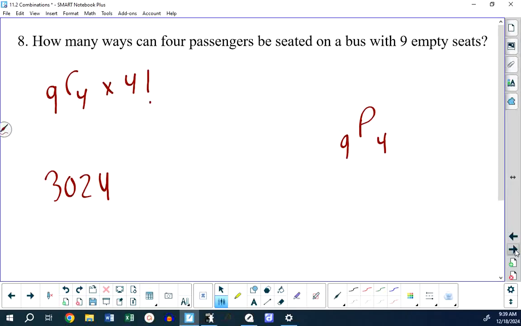So take your calculator and go 9 choose 4 times 4 factorial. You'll get 3024. Of course you will, because the number of permutations of 4 items is 4 factorial times as many as the number of combinations. So when you see that kind of seat arrangement thing, and it's a typical question on exams, I approach it with the stuff on the left.